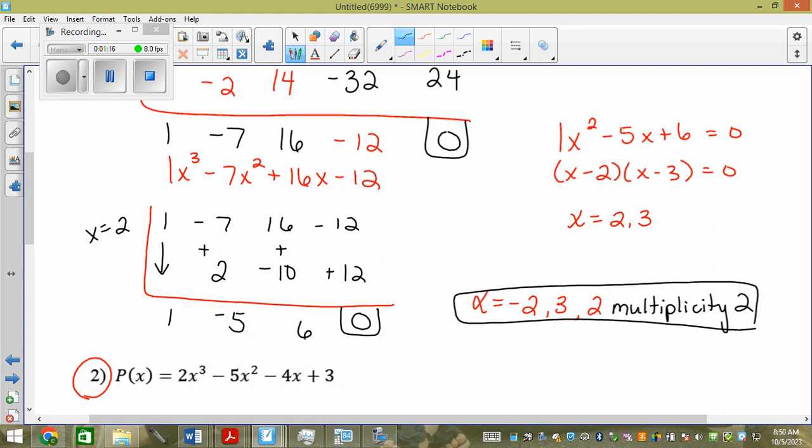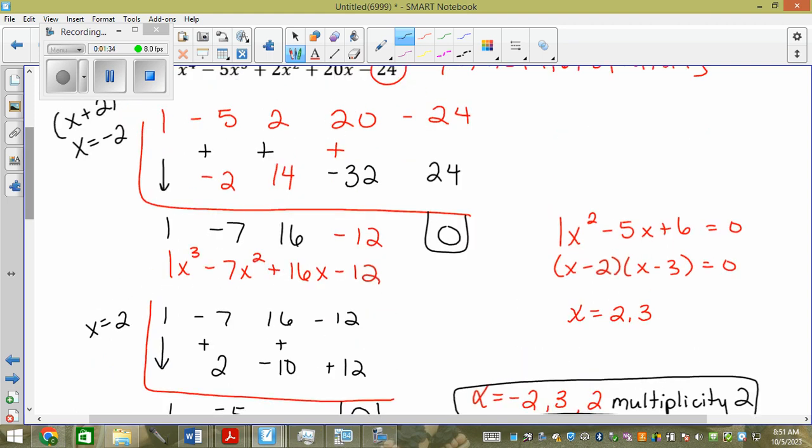Is it plus or minus 2? Oh, yeah. Wait, is the whole thing multiplicity 2 or just the last 2? How many have 2? Just the 2. So how do you know it's multiplicity 2? Because there's 2 2s. Oh, so you don't just write 2 twice? No. So you know it's multiplicity 2, so that means it's like a parabola that goes on 2.